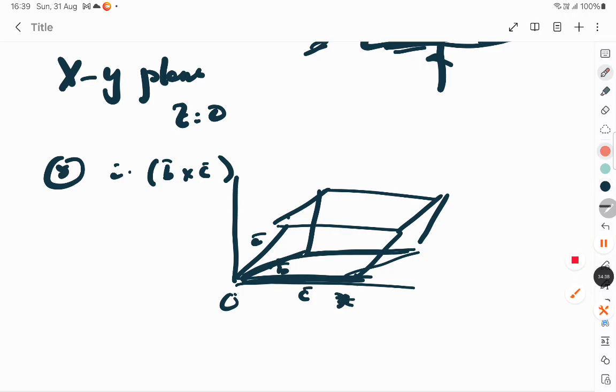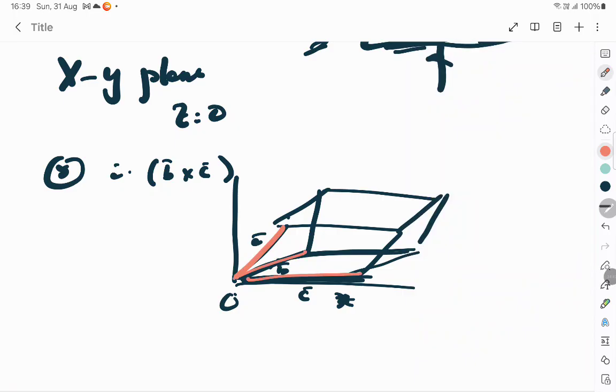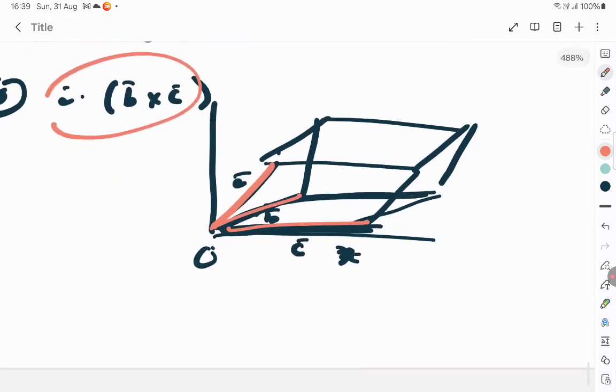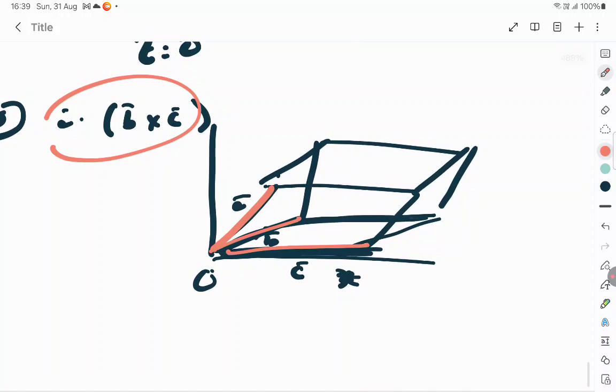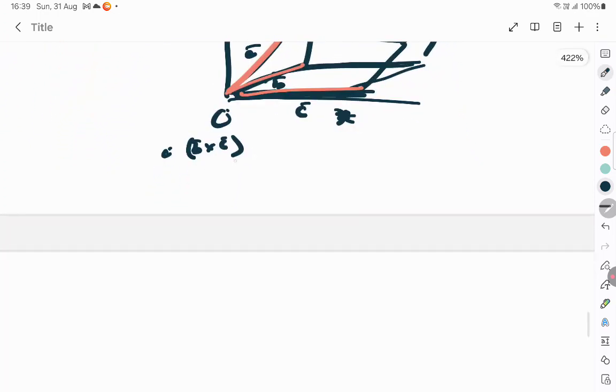Can you see all of them emanating from the origin? This one, do it in red color, this one, and this one. So you have three different vectors A, B, C, and the volume of the parallelepiped is given by A dot B cross C, so you have to draw it like this. And what they are doing is taking A dot B cross C. What is the formula for B cross C? Magnitude of B into magnitude of C into sine theta. But there is a dot product and then a cross product.